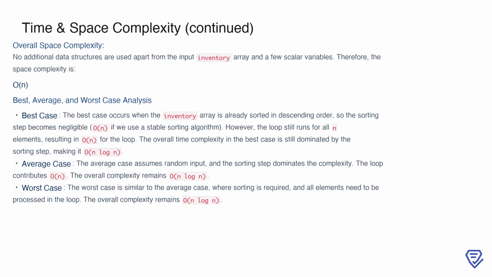Now, let's analyze the best, average, and worst cases for the solution. In the best case, the inventory array is already sorted in descending order, meaning the sorting step could potentially be negligible if a stable sorting algorithm is used, leaving only the loop to run for all n elements. This results in n for the loop, but since sorting still dominates, the overall time complexity remains n log n. In the average case, with random input, the sorting step continues to dominate, and the loop contributes n, keeping the overall complexity as n log n. In the worst case, the behavior is similar to the average case, where sorting is required and all elements are processed in the loop, again leading to n log n as the overall complexity.